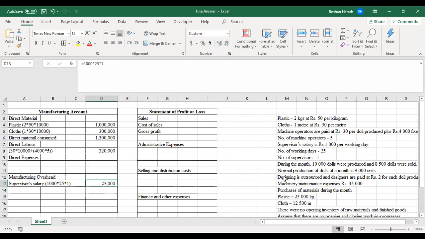Consider. Then it says the design is outsourced and designers are paid rupees 2 per each doll. So it's a direct expense, rupees 2 per doll. There are 10,000 dolls, so 2 into 10,000 is 20,000. Then it says machinery maintenance 45,000. So it is maintenance, manufacturing overhead, 45,000. 45,000 taken, right. Okay.